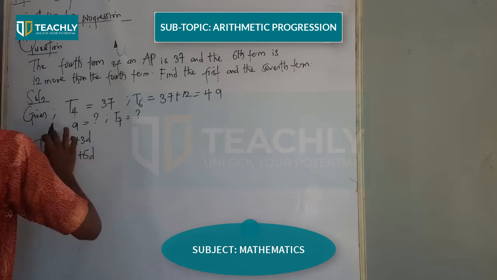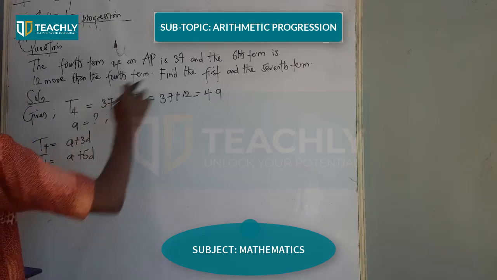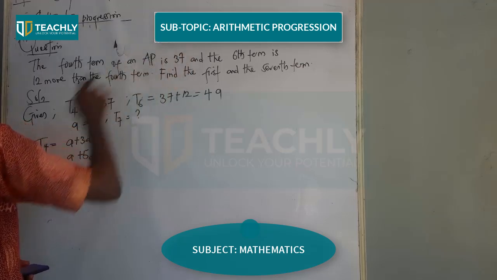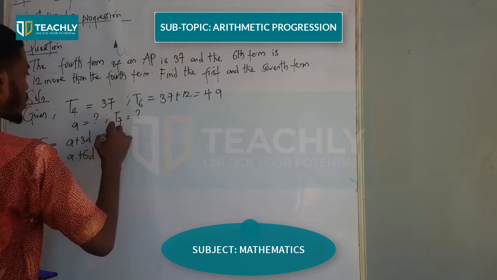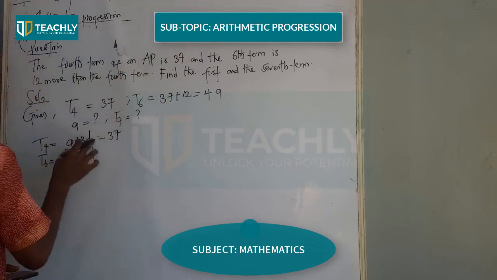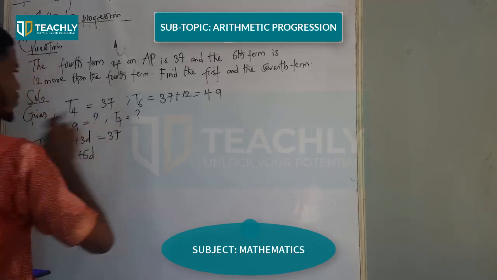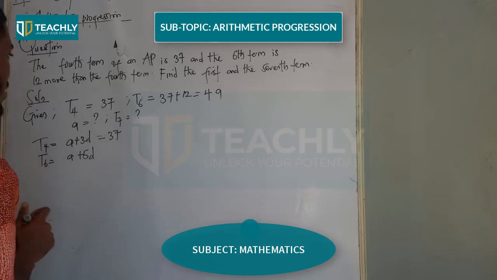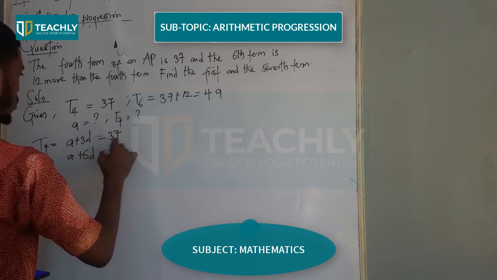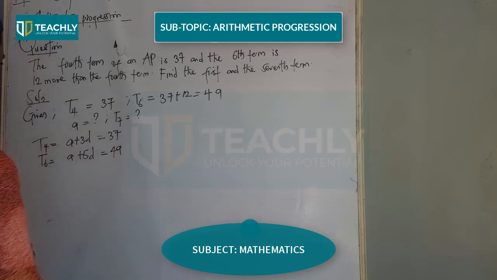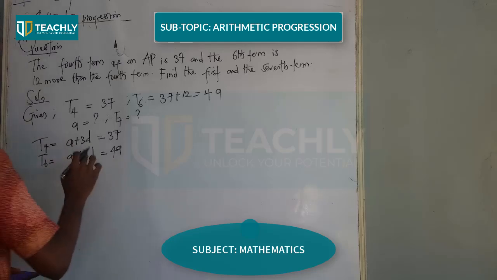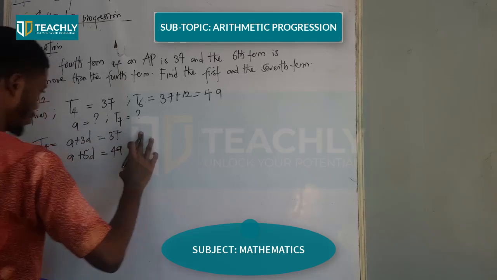So we have T4 to this. Don't forget that we have never included this already. So my T4 is equal to what? 37. This is 37, right? This is equal to this, is equal to this. And my T6 now is what? 49. It's looking like something you are familiar with, right? We can solve this simultaneously.